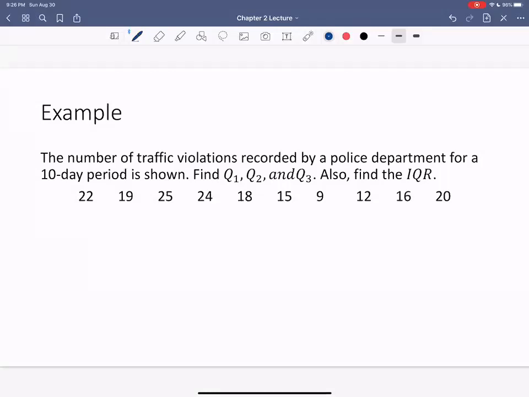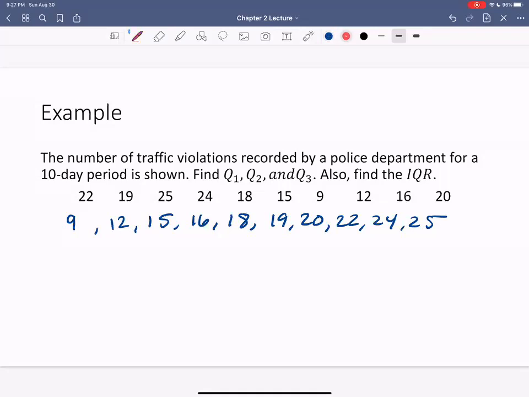So smallest value is 9. Then we have 12, 15, 16, 18, 19, 20, 22, 24, and 25. So there's all of our data from smallest to largest. Next, we find the median, or the second quartile, and that's, again, what we just did. We count how many we have, and then we find if it's even or odd, and make our decision. In this case, there's 10, so we know it's even.